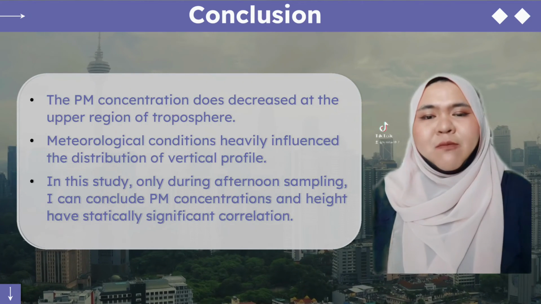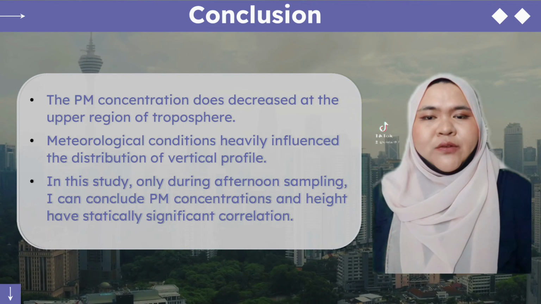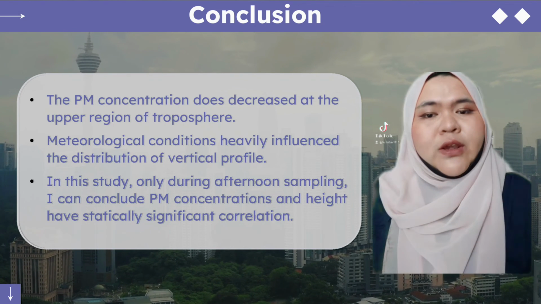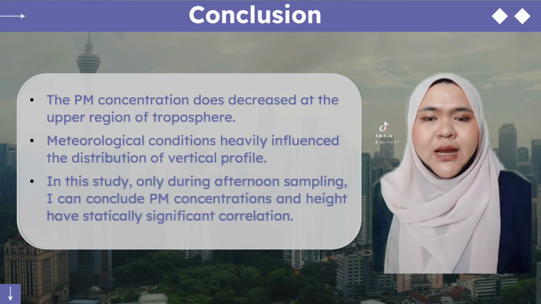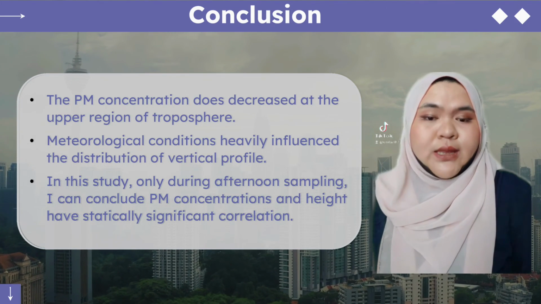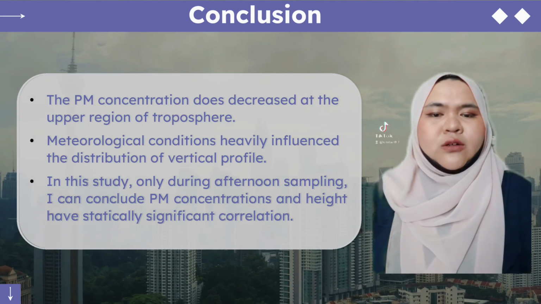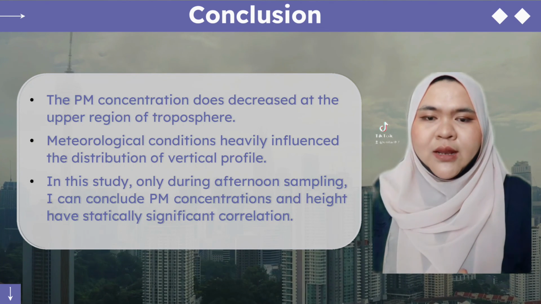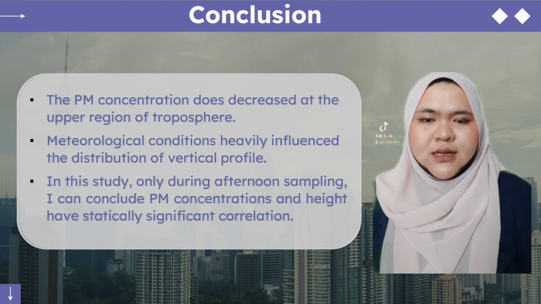For conclusion, the PM concentration does decrease at the upper region of the troposphere. However, during the noon sampling, it increased at the upper height because meteorological conditions heavily influence the distribution of the particle profile. In this study, only during the afternoon sampling, I have concluded that PM concentration and height have a statistically significant correlation.